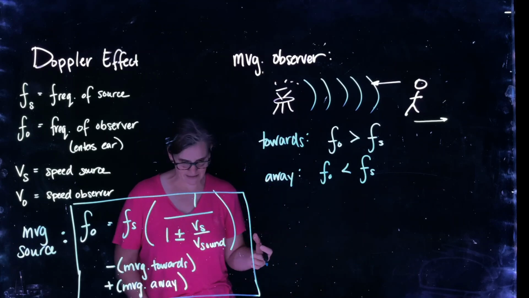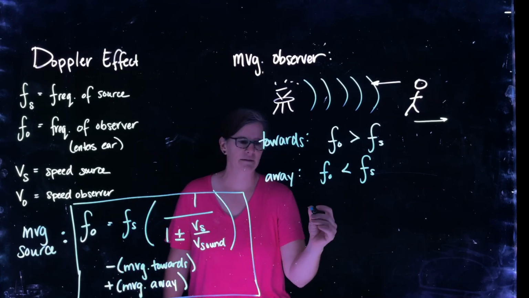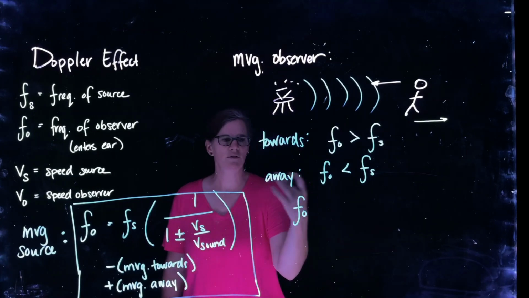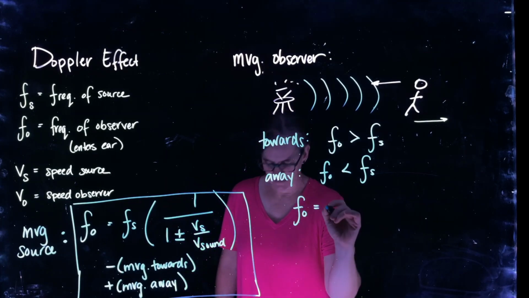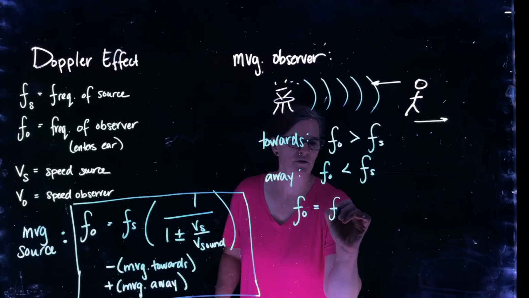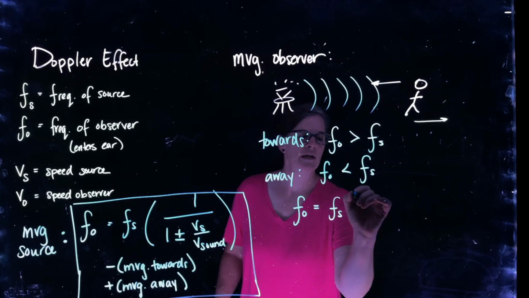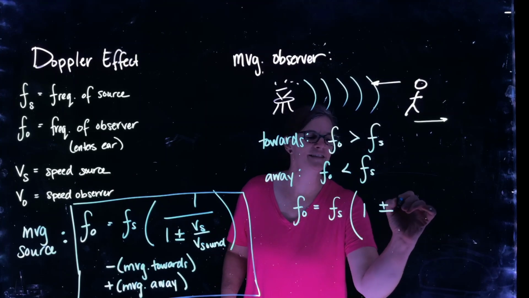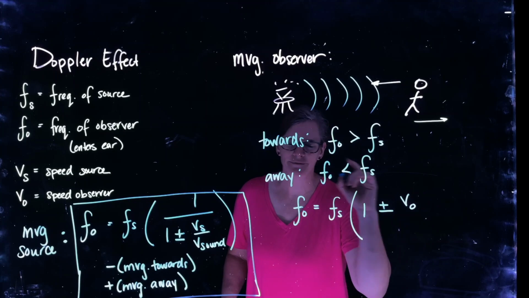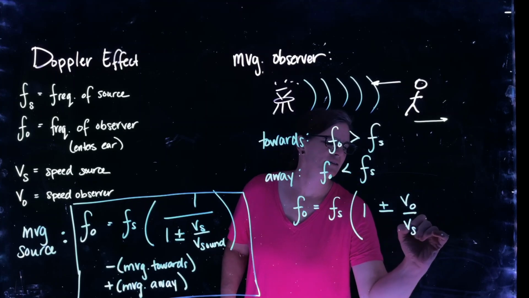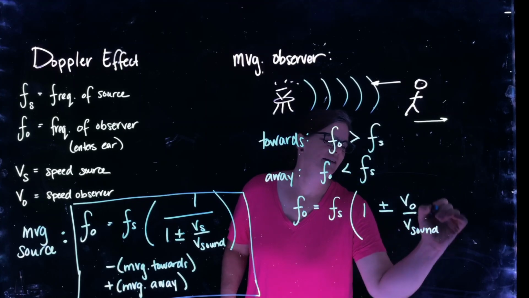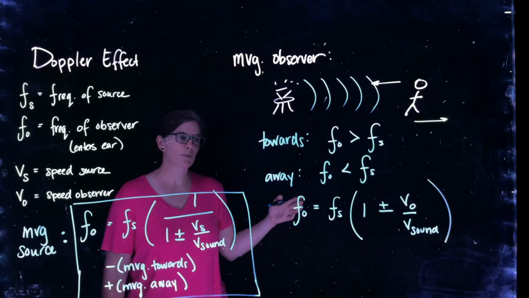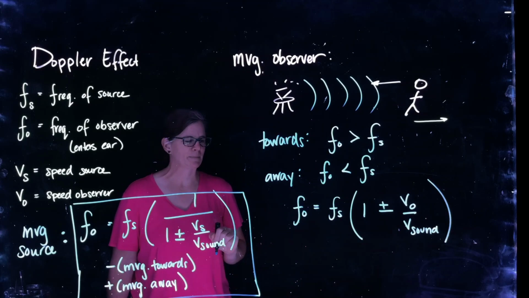How do we represent that mathematically? Well, we represent that mathematically by the frequency the observer experiences is equal to the frequency of the source, so it's always related to the source, times 1 plus or minus the velocity of the observer divided by the speed. I should say speed, not velocity, the speed of sound. All right, does this work? And what does the plus or minus mean?